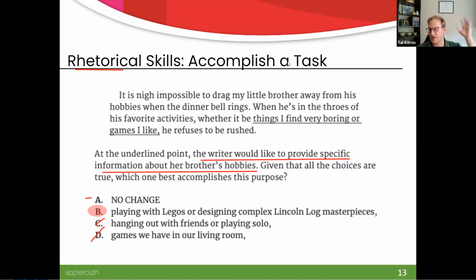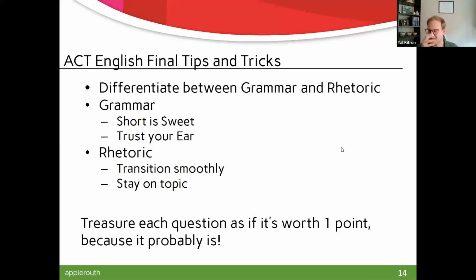So grammar, trust your ear, know the rules. Rhetoric, be a robot and match words and never work too hard. Obviously, that's not a good life lesson, but for ACT, we're looking for shortcuts. So final tips that I wrote up, grammar is all about short answers are better. So if you see an option to delete, D delete, it is often correct, right? D delete is often correct. Trust your ear. If it sounds wrong, it probably is.